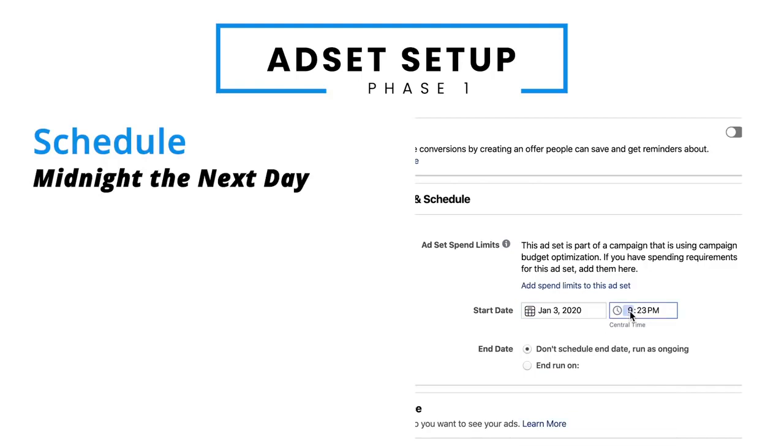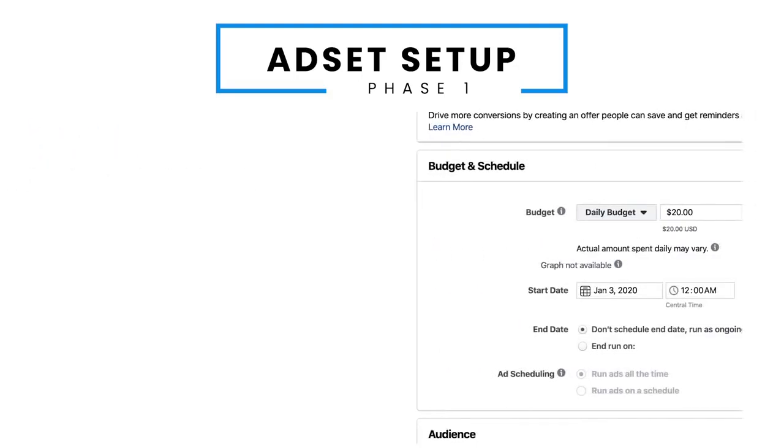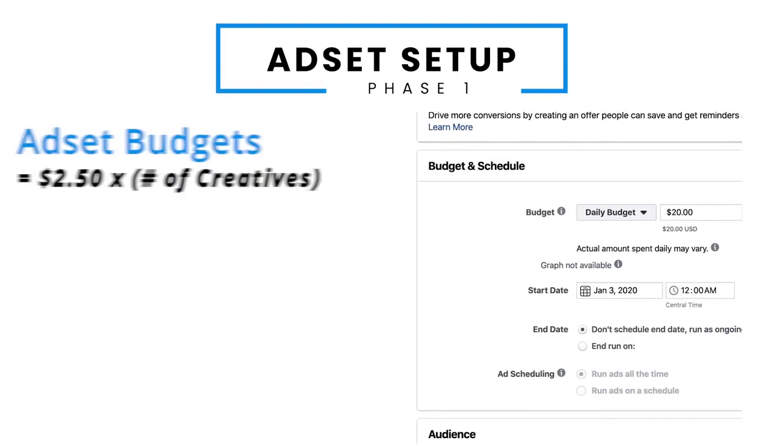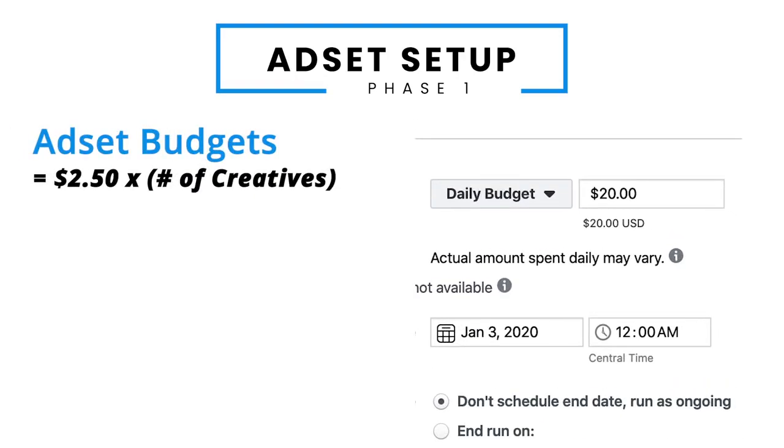Now, regardless of whether or not you have CBO turned on, when you're making new ad sets, you should always schedule them to start at midnight the next day. It doesn't matter what time zone you're in, because Facebook will optimally spread your budget throughout the day based on the location you're targeting. Now, if you have CBO turned off, this is also where you will have to decide the budget of your ad set. If you're going to be testing 2 creatives in each ad set like we recommend, then start with a daily budget of $5 for each of your ad sets.